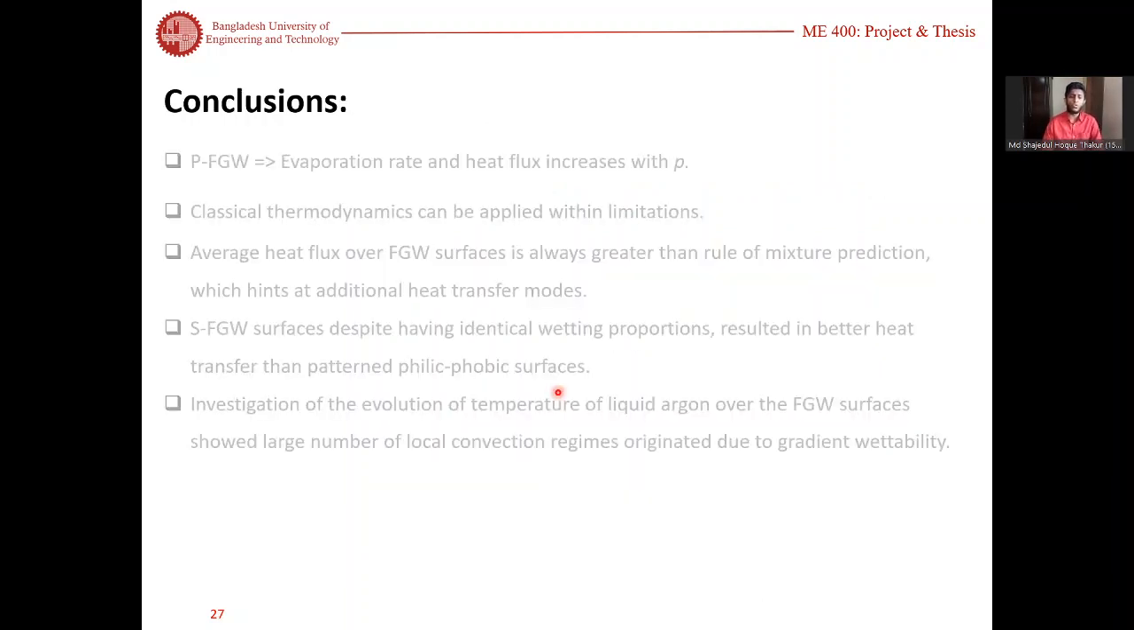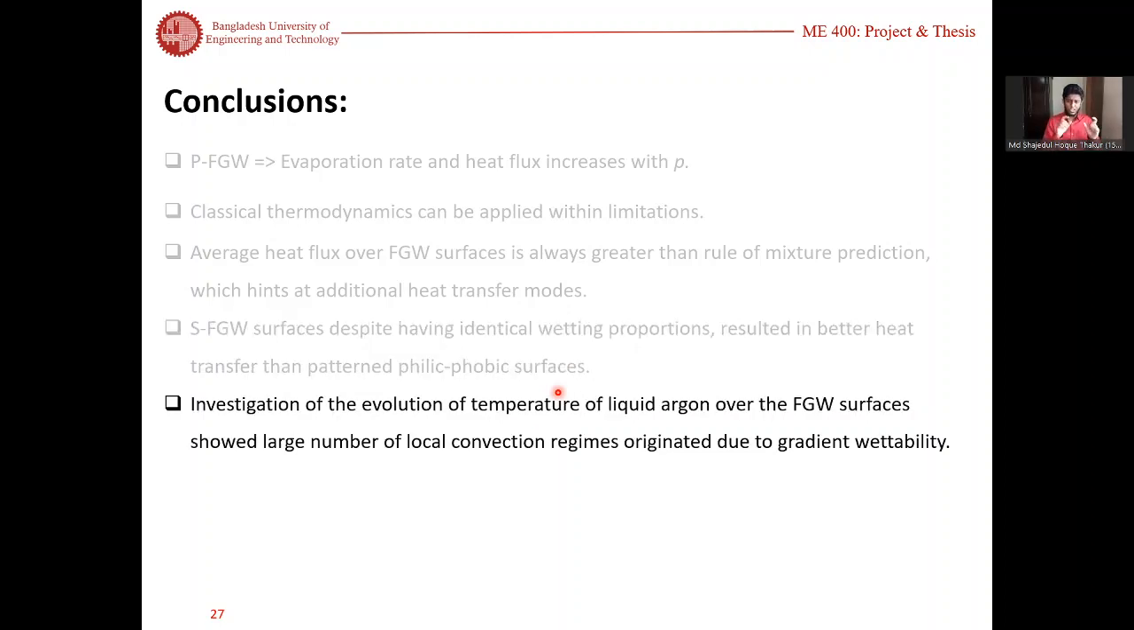Therefore, to conclude, we can say that the PFGW surface gives higher evaporation rate and heat flux as the value of P increases. Classical thermodynamics can be applied within certain limitations. Average heat flux over the FGW surface is always greater than the rule of mixture prediction, which indicates some additional mode of heat transfer. And SFGW surfaces have identical weighting proportions, and yet they give better heat transfer than the patterned philic-phobic surfaces that are traditionally used.